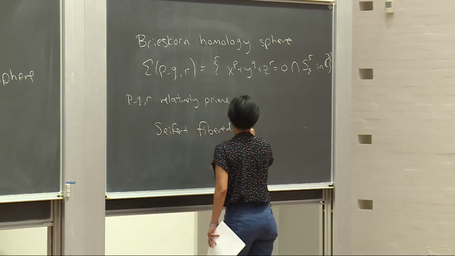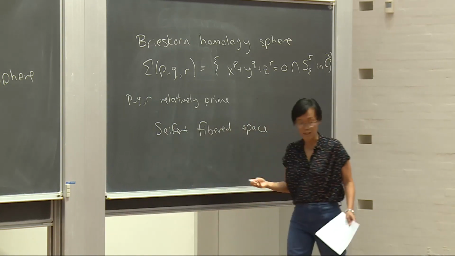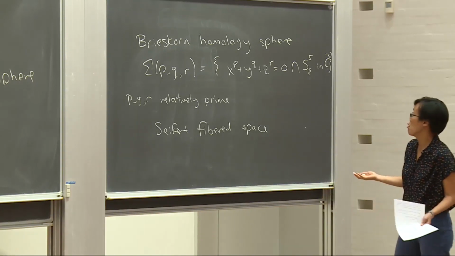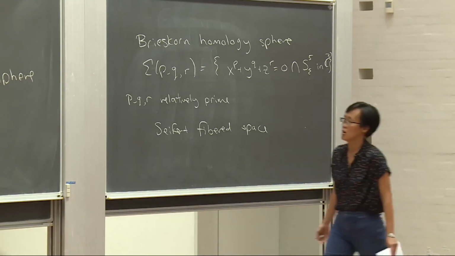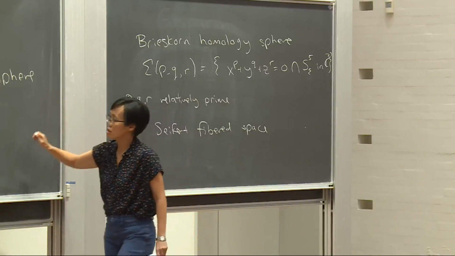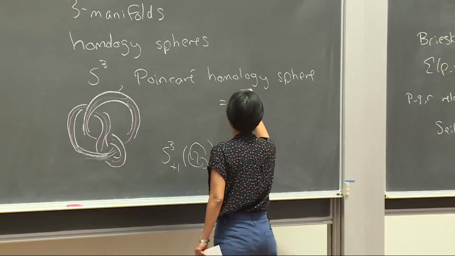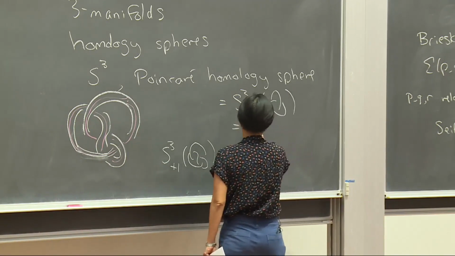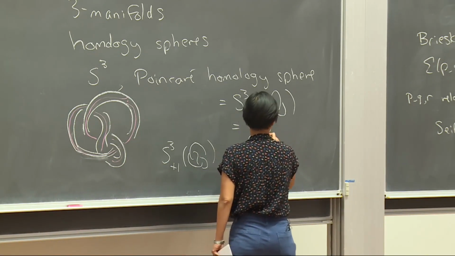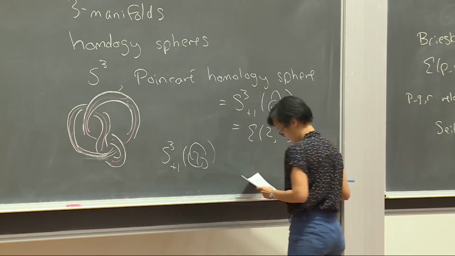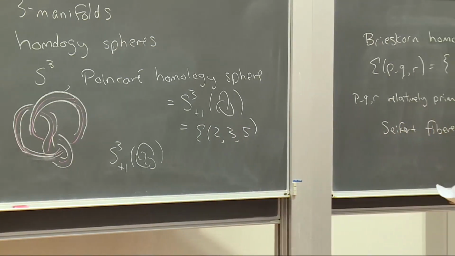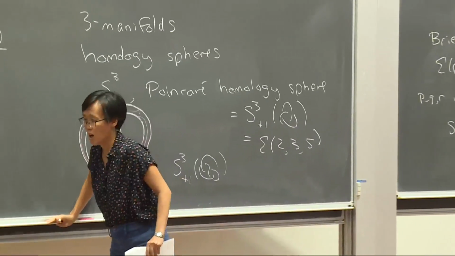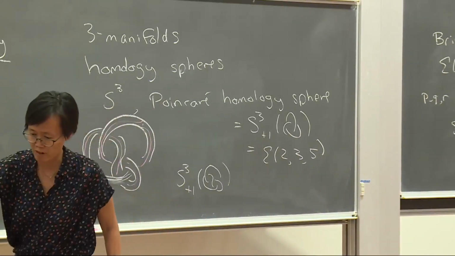A Seifert-fibered space is a 3-manifold that can be written as a union of circles in a particularly nice way. And there's some overlap between the examples that I've given you. The Poincaré homology sphere is the same thing as +1 surgery on the right-handed trefoil, and it's also the same thing as Σ(2,3,5). All right. So these are some examples of homology spheres. What are some other examples of homology spheres?